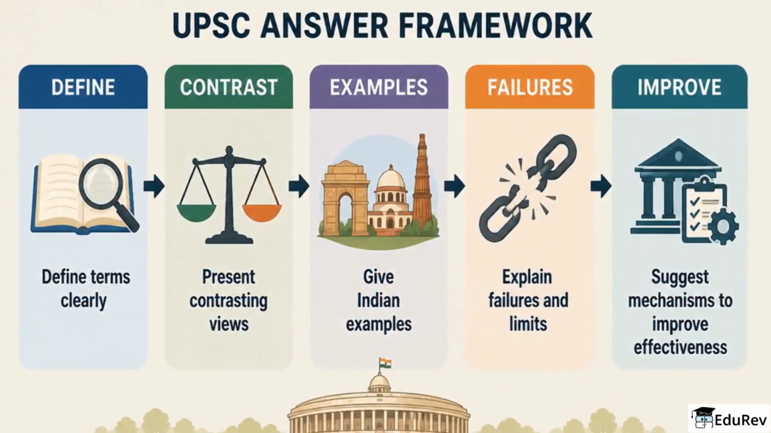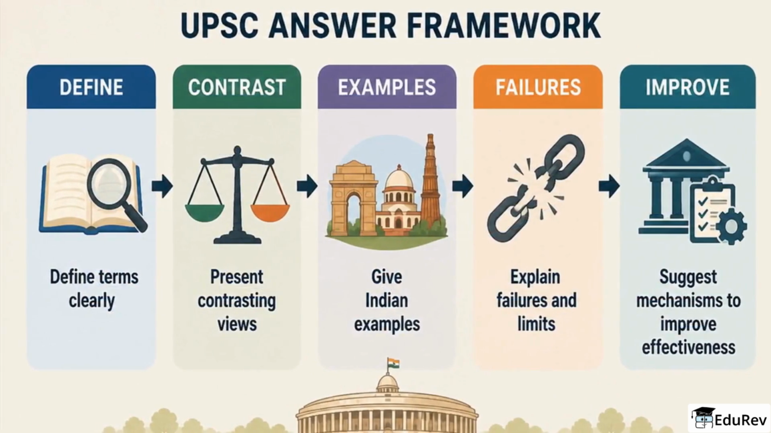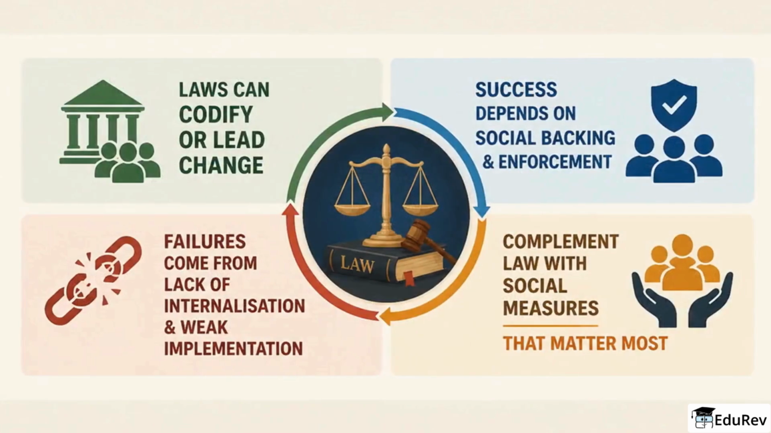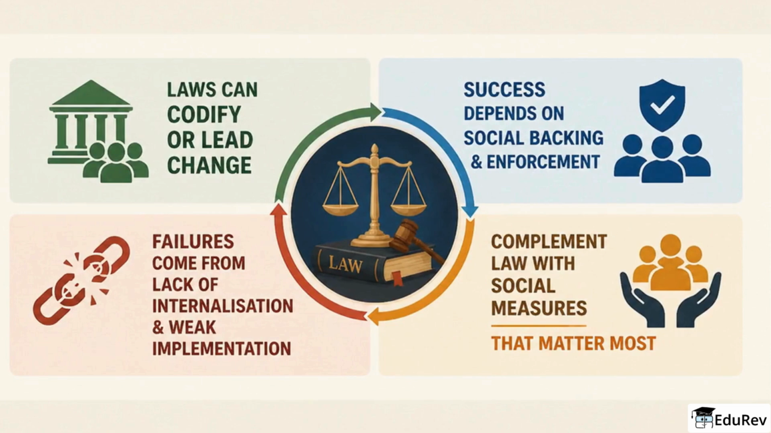For UPSC, this framework is powerful. Define terms, present contrasting views, give Indian examples, explain failures, and end with mechanisms to improve effectiveness. Quick recap. Laws can codify or lead change. Success depends on social backing and enforcement. Failures come from lack of internalization and weak implementation. And complementing law with social measures matters most.